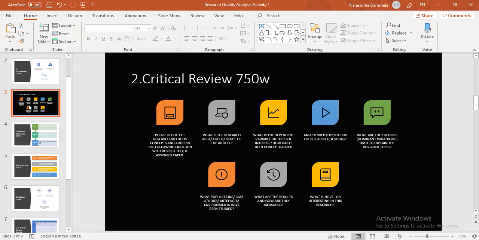The second section of the document is the critical review section, and it is expected to be 750 words on the topic. This section mostly depends on research methods, so I suggest you recollect the ideas, understanding and knowledge that you have about research methods concepts. I hope everybody participating in the activity has research-related experience, meaning the research methods training program was completed by you. If yes, recollect all the concepts associated with research methods.